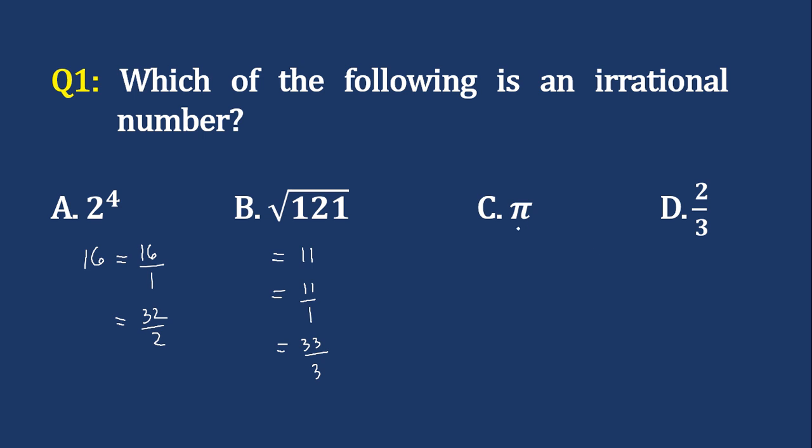Now pi is approximated by the number 3.14, but in reality there are infinitely many digits to the right of the digits 3, 1, 4, and in fact the digits of the value of pi is unending. Okay, so among the four, pi is irrational. You cannot express this one as a fraction of two integers. So the answer here is letter C.